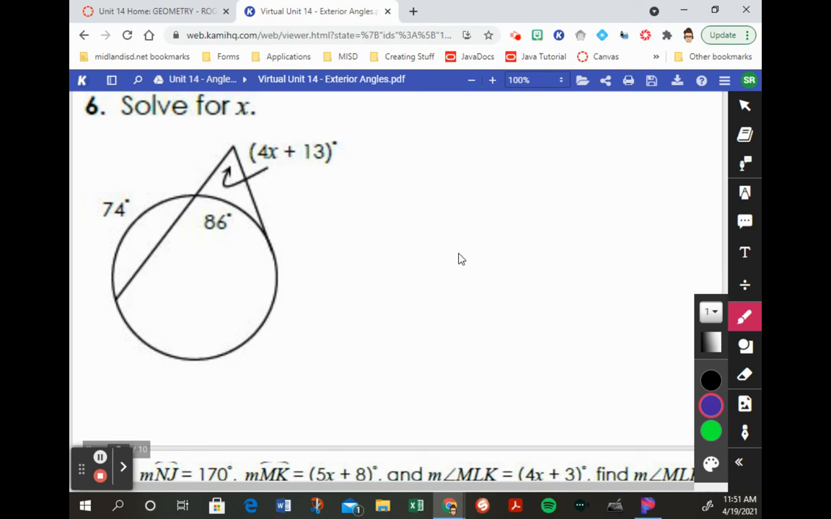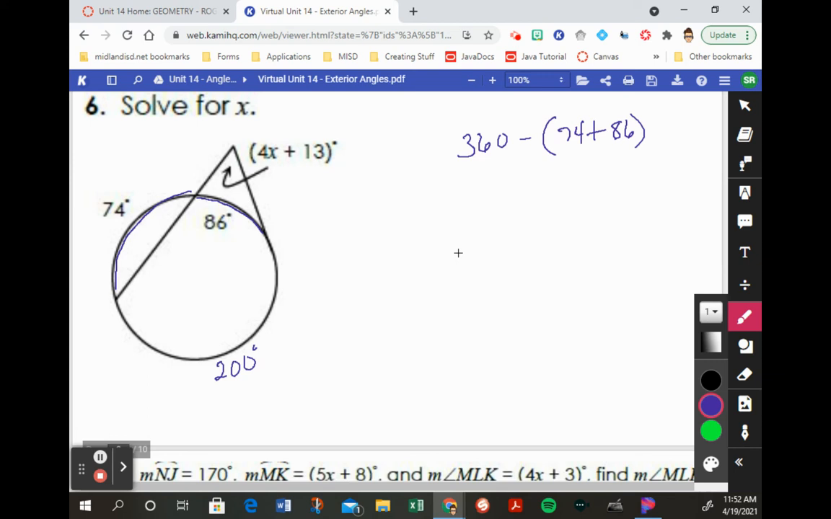I've got 86 degrees taken up here, and I've got 74 degrees taken up on this one. So 360 minus (74 plus 86). Notice I put parentheses around the 74 and the 86. So 360 minus 74 plus 86, that's 200. So this big arc is 200 degrees.